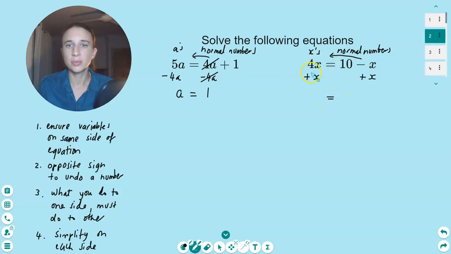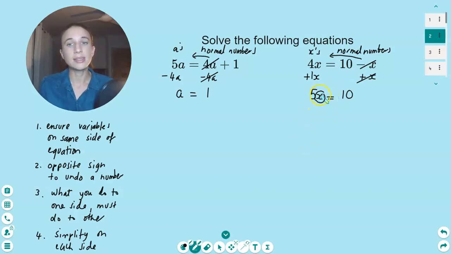4x plus x, well, plus invisible 1 there, plus 1x is 5x. Negative x plus x, well, we were successful. We can cancel that x, and we're left with 10. All right, now what? We haven't quite found the value of x yet. Sometimes it helps to circle the variable too.